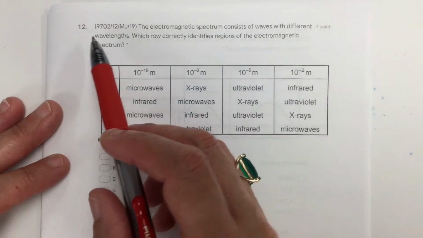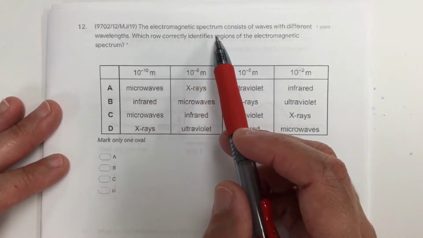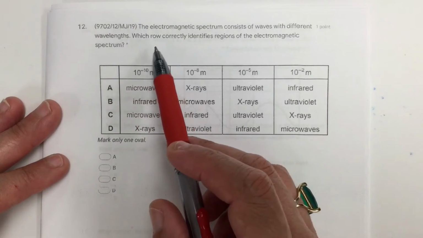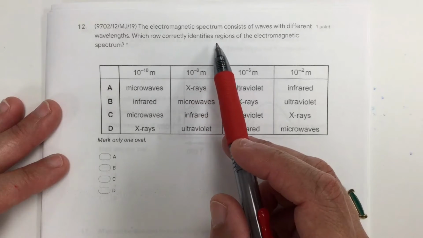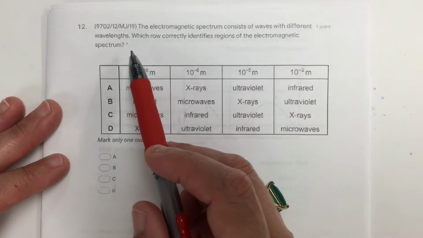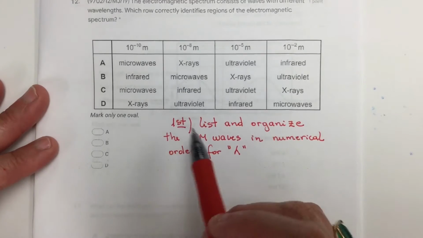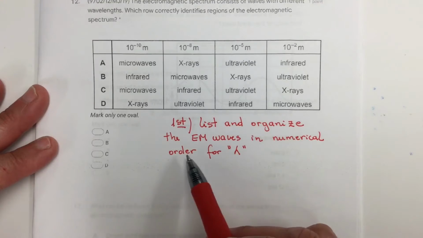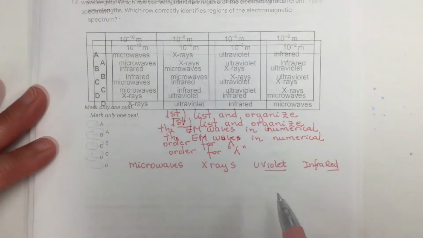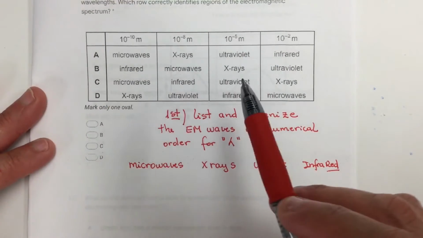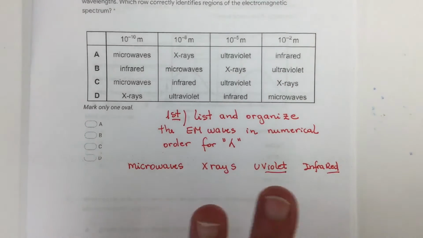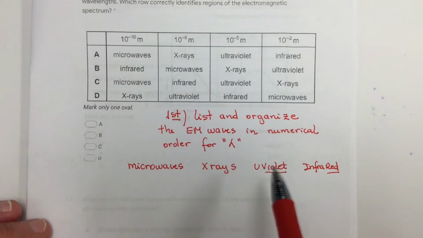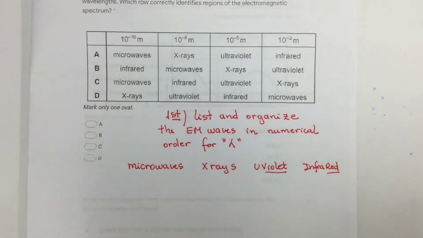Next question, 12. The electromagnetic spectrum consists of waves with different wavelengths. Which row correctly identifies regions of the electromagnetic spectrum? First, list and organize the EM waves in numerical order for wavelength. Basically, all the options narrow down to just 4 EM waves: microwaves, X-rays, UV, and infrared.